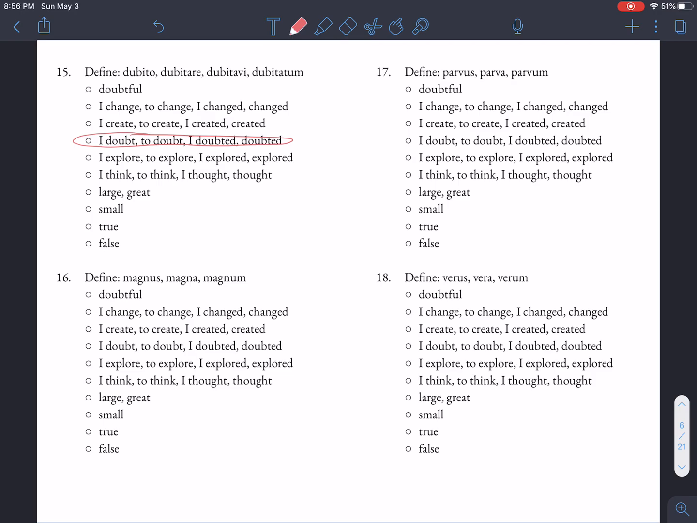Magnus, magna, magnum. Now, this is an adjective, and we know that because it's got 3 principal parts, I guess you can kind of call them. So magnus, magna, magnum is large or great. And again, here's another adjective because it's got 3 principal parts here. So parvus, parva, parvum, small.